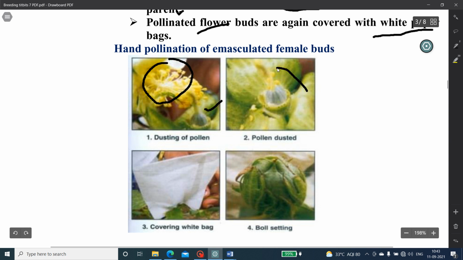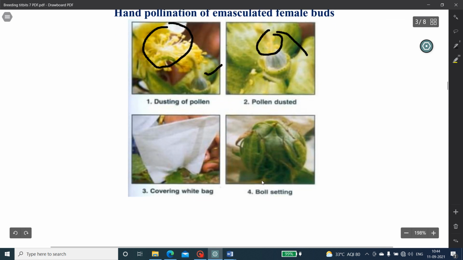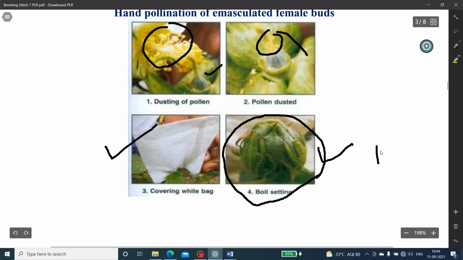Then this is the pollen grain. After dusting, the pollen grains are attached to the stigma, and after pollination it has to be covered with white butter paper bags. And this is the well developed boll after emasculation as well as pollination. This is the F1 hybrid. This is the F1 hybrid boll.